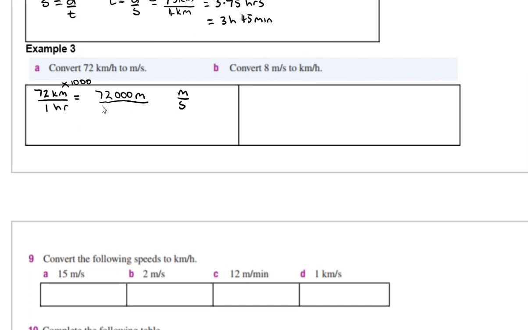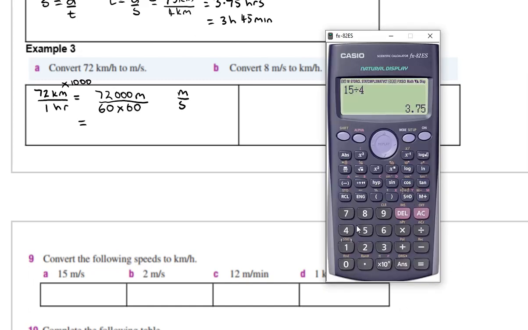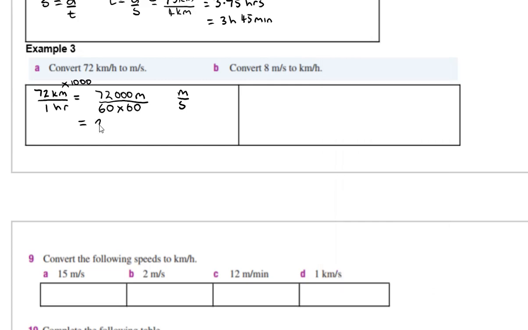So 1 hour times 60 would be 60 minutes, and 60 minutes times 60 seconds gives me an hour. So my calculation is 72,000. Let's grab our calculator. On top, 72,000. On the bottom, 60 times 60, which will equal 20. So that means my answer will be 20 meters per second.